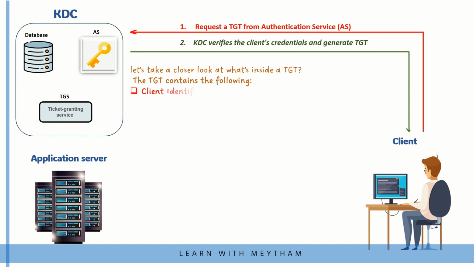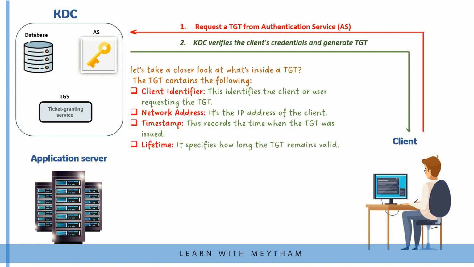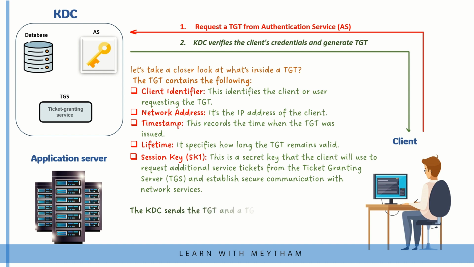Client identifier. This identifies the client or user requesting the TGT. Network address. It's the IP address of the client. Timestamp. This records the time when the TGT was issued. Lifetime. It specifies how long the TGT remains valid. Session key, SK1. This is a secret key that the client will use to request additional service tickets from the ticket-granting server, TGS, and establish secure communication with network services. The KDC sends the TGT and a TGS session key back to the client.